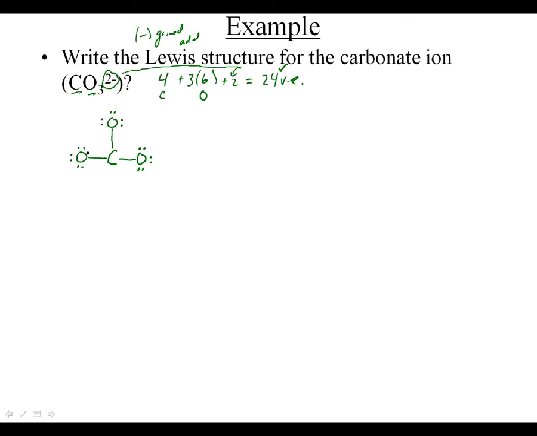Our oxygens on the outside have 2, 4, 6, and 8 electrons. Each of the oxygens on the outside is identical, so they all have 8, and they're good. But when we look at our carbon, it's got 2, 4, 6 electrons. It is not good. It only has 6 electrons around it.